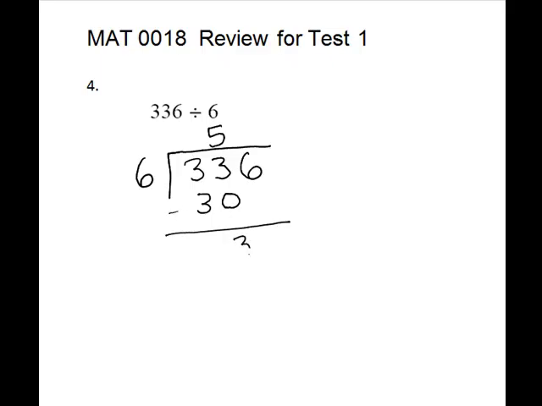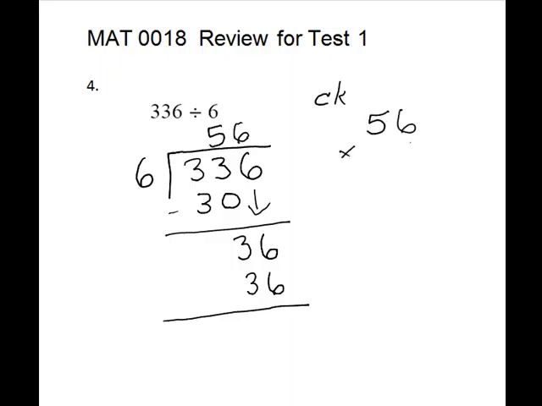3 minus 3 is 0. This one is 0. And bring down the next digit. Then you start the process over. So we divide again. 6 into 36 goes 6 times. Multiply back. 6 times 6 is 36. And this one worked out even. There is no remainder. If you wanted to check on a division, you multiply back. 56 times your divisor. 6 times 6 is 36. Carry. 6 times 5 is 30, plus 3 is 33. Gets you back to the dividend.